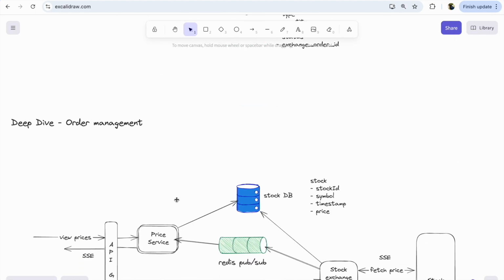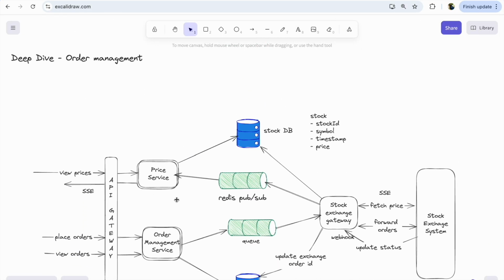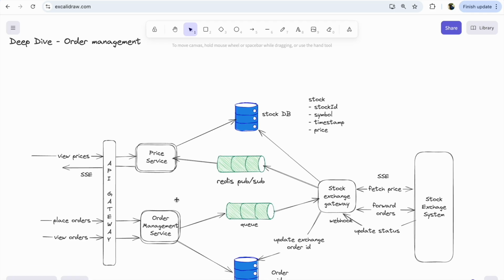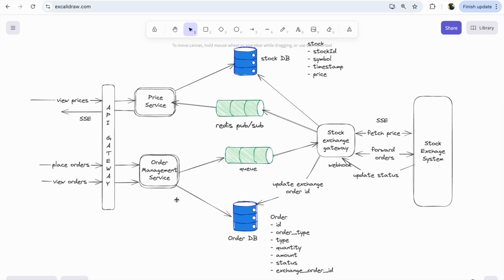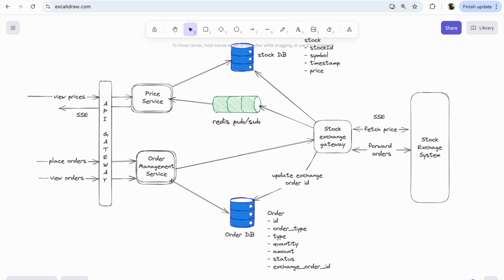Next, we'll deep dive into the order management. Now, in the order management, we saw earlier that we are storing the order details in this order database, and we are forwarding the order details to the stock exchange gateway, where the stock exchange gateway is forwarding the orders to the stock exchange system.